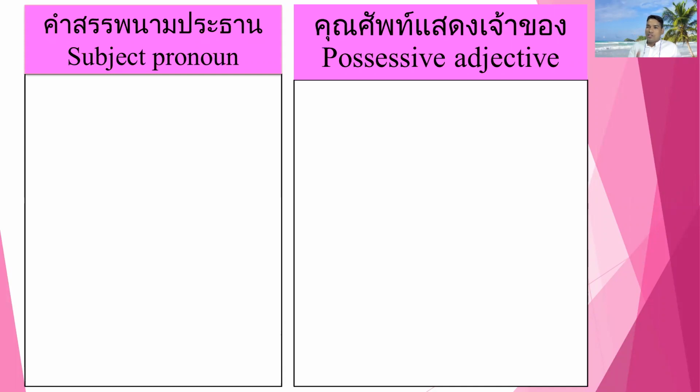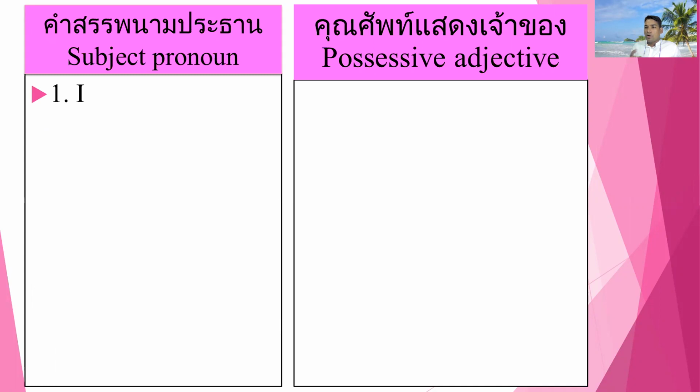Subject pronouns have to change into possessive adjectives. Why? This is the first question. Because when we study adjectives, we must learn how to change the subject pronoun into the possessive adjective, and how to change. You can see here, first, I is a subject pronoun.